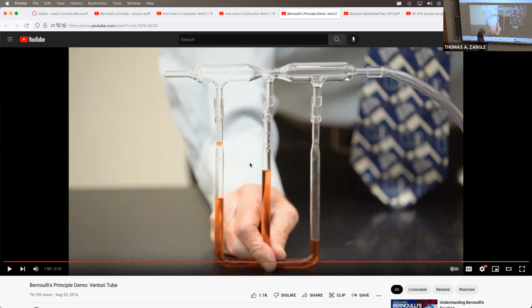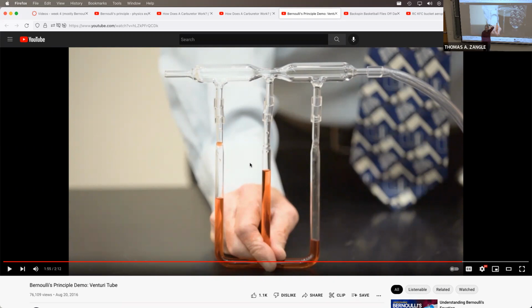But let's talk about what's happening here. You'll notice that they're not the same. Now they could be not the same height because it's not the same velocity, right? That would explain it totally using the Bernoulli equation. So are these the same velocity? Is the velocity of the air here the same as there?